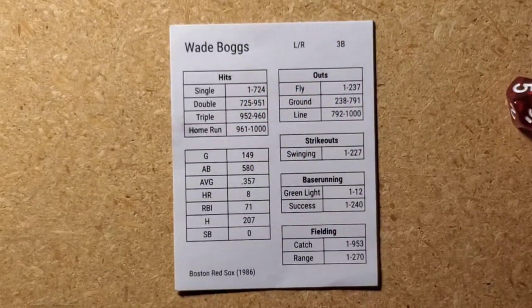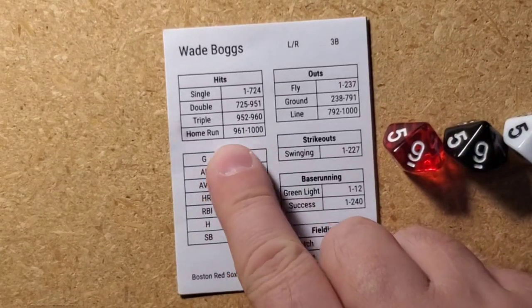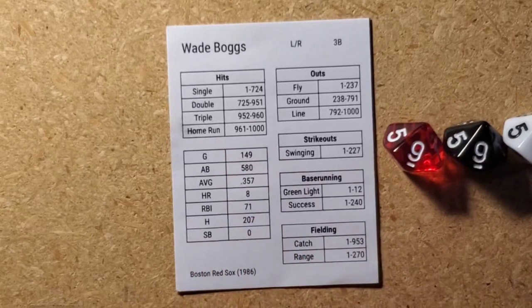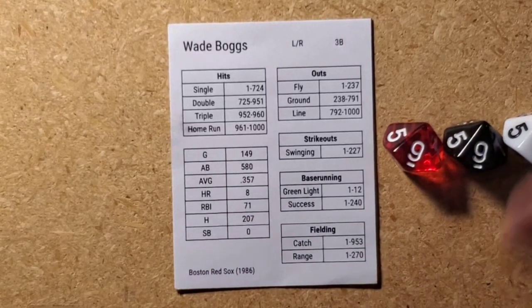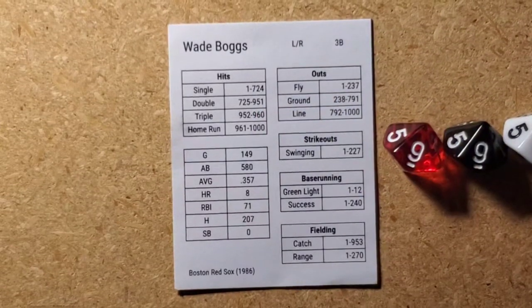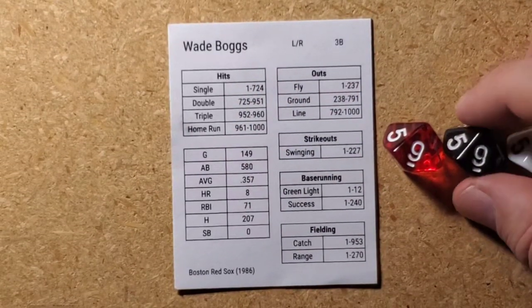If it were a hit and we had rolled this same thing, 999 on his hit chart is going to be a home run, so 961 to 1000. So if the initial outcome was a hit, we come and see the quality of the hit. What type of hit was it? Single, double, triple, or home run?